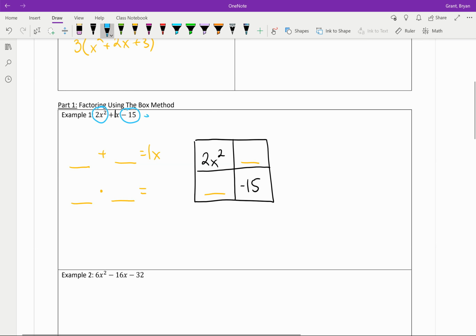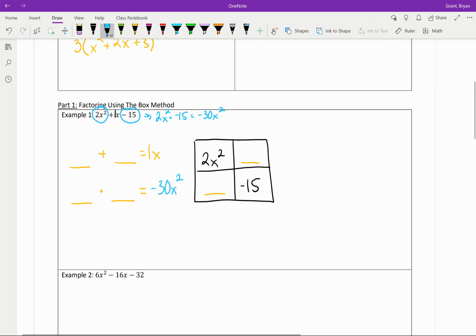So I always up here just want to do a quick 2x squared times negative 15, and that's going to give me negative 30x squared. So these two values also have to multiply to equal negative 30x squared. Alright, now we can go through and start filling this in. The same two numbers have to fit in the blanks here and here.